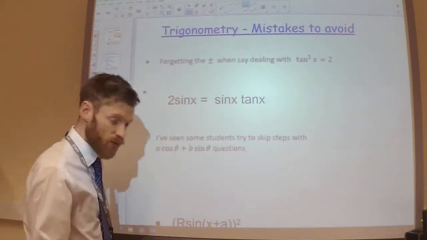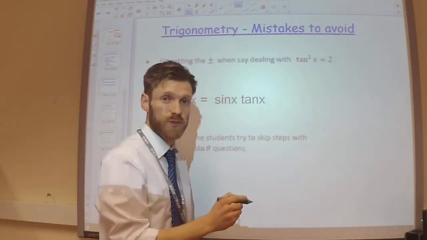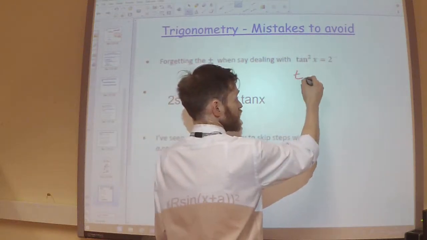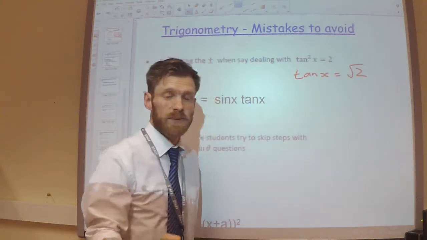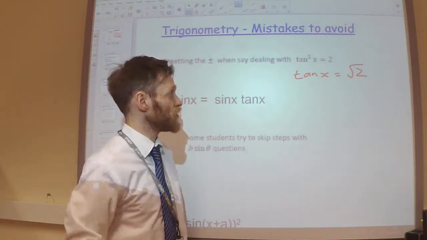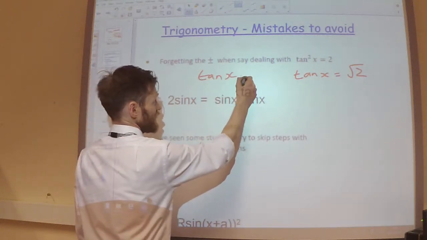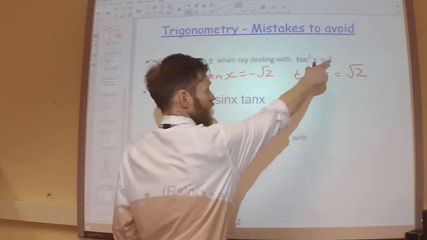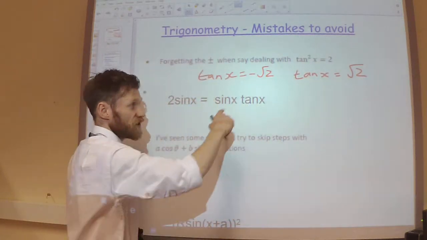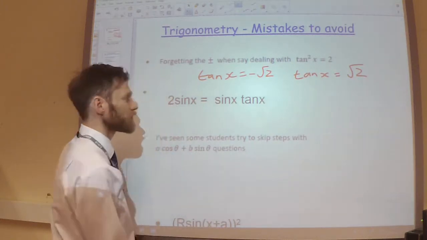Some common mistakes to avoid. An equation like tan squared x equals 2, quite often students write, well, tan x is going to equal root 2, but they forget the minus root 2 as well. So you need to have both, otherwise you will end up missing solutions. Okay, so if you square root here, make sure you get the plus root 2 and the minus root 2, and you'll get solutions from both of those.